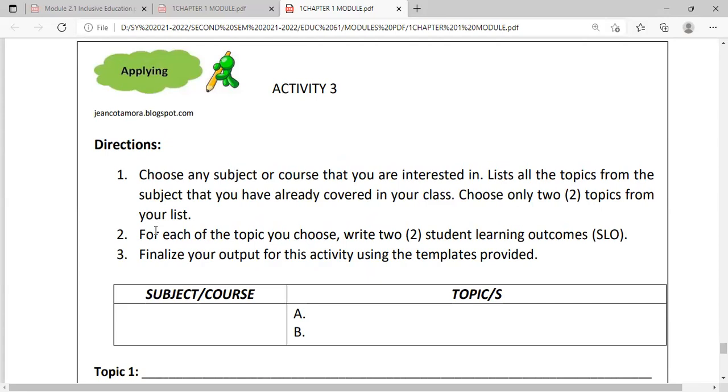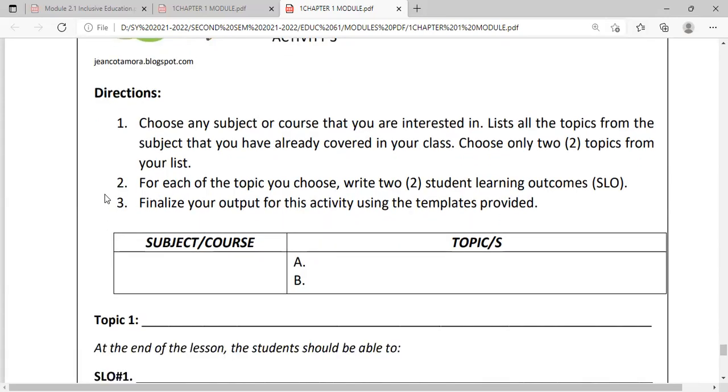So the following activity is activity 3, because the second topic was activity 2, and you will pass this all at once. So in our third activity, you have to choose any subject or course that you're interested in. Science, or math, Filipino, TLE. List them, guys. List all the topics from the subject that you have already covered in class.